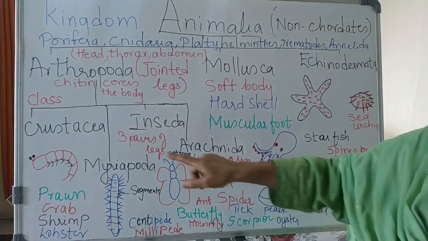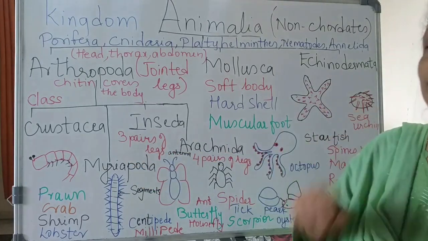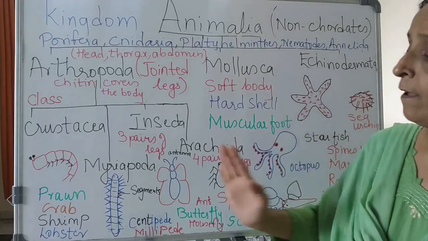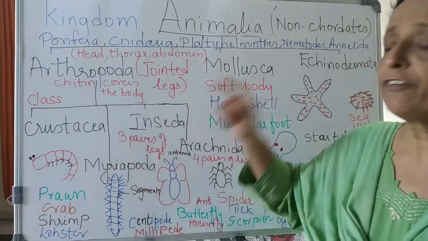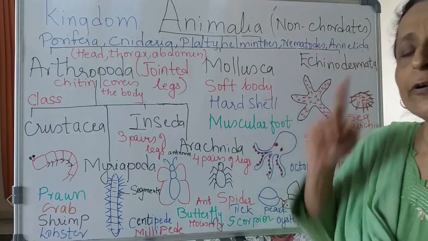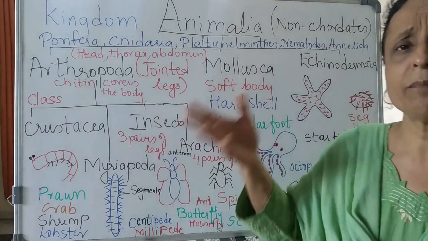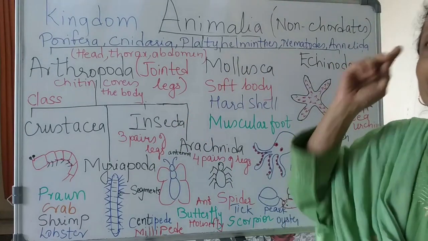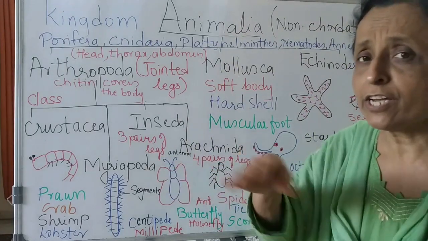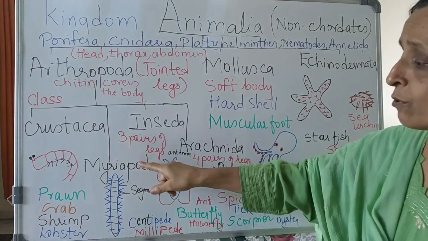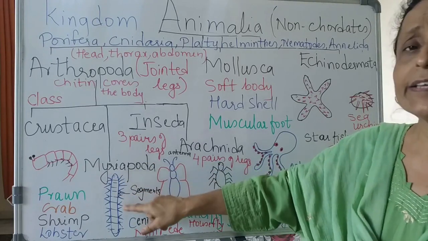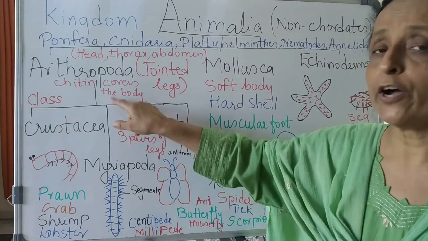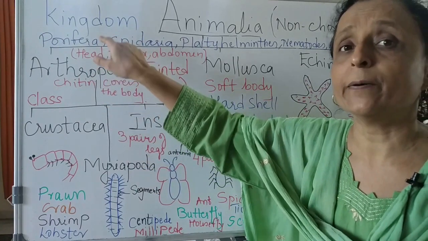Now further, this is another class, Myriapoda. Myriad means many, poda means leg. Now by name itself you can understand that these animals, they are going to have many legs. You must have seen millipedes, centipedes, sometimes their body is segmented and each segment will have one pair or two pairs of legs which helps them to move very quickly. So this is the main character, segments and many legs, of Myriapoda. Class Myriapoda, which is included in the phylum Arthropoda.